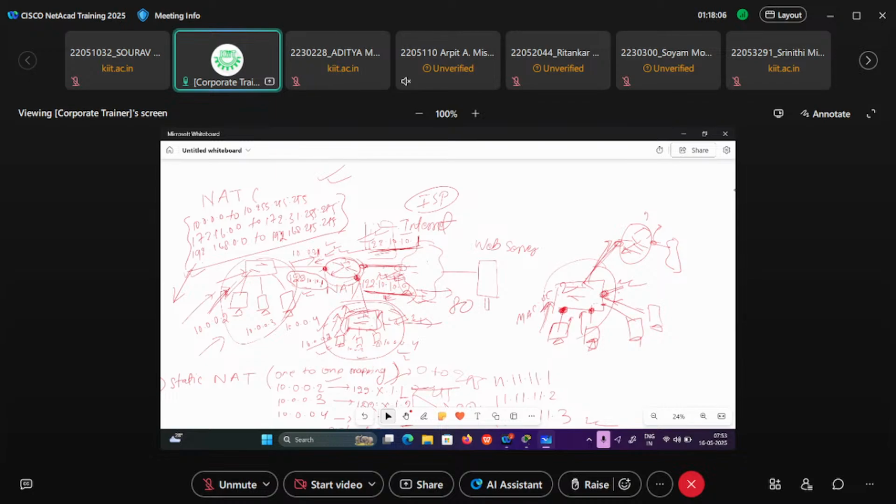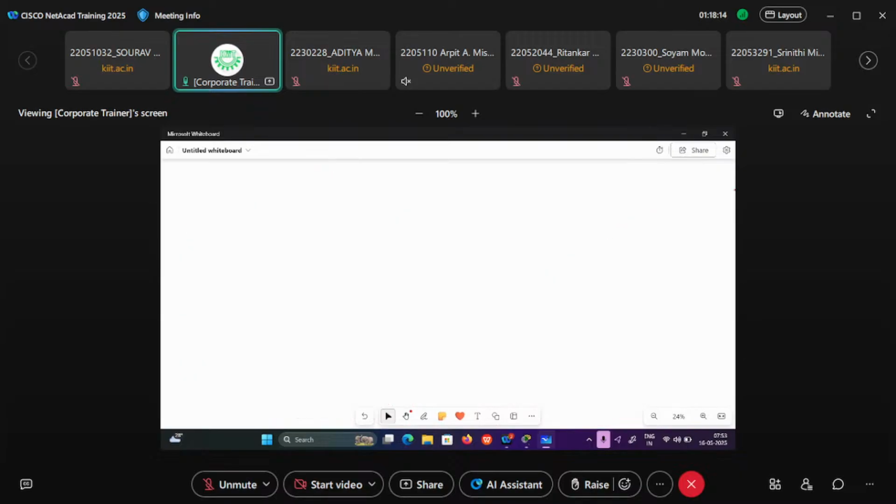So that is the concept, and another thing is that here I have used one web server. Remember this, guys. When you use the cloud and the web server here, basically your request is coming from this router with the public IP.